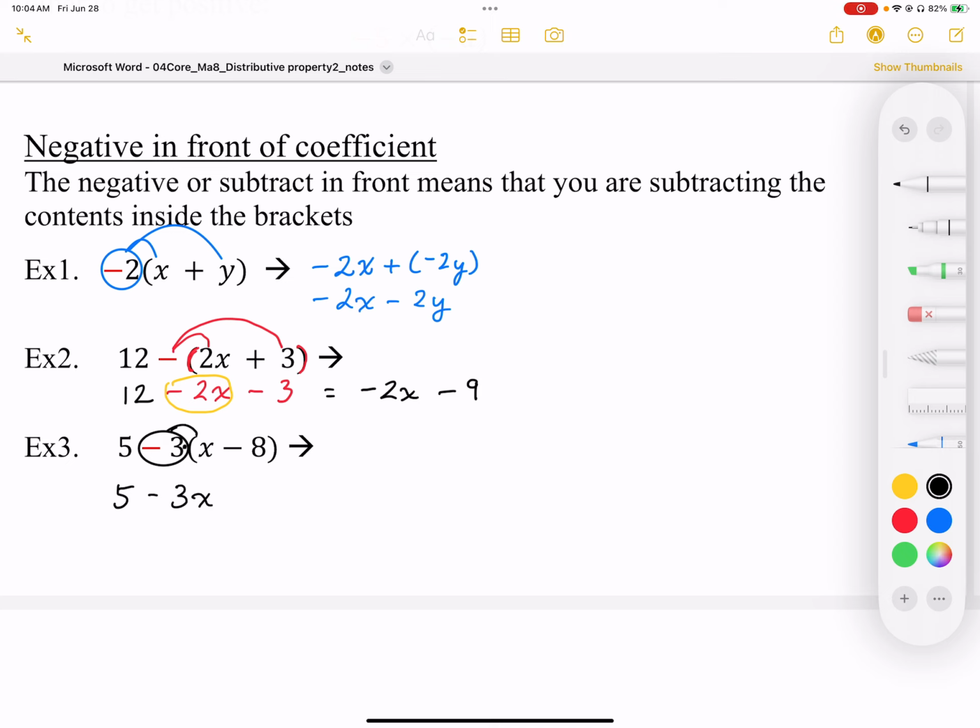So minus 3x, negative 3 times negative 8. That's a double negative. Remember, a double negative means plus. So now we can ignore the double negative and just do 3 times 8 is 24. When we combine the like terms, 5 plus 24, again, remember that's not a negative 5, that's a positive 5, plus 24 is 29, and the minus goes with the 3x.